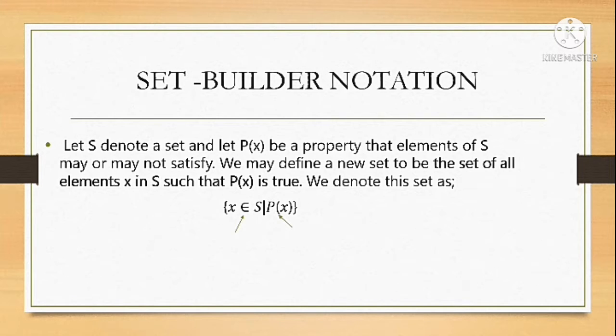Set-builder notation. Let S denote a set and let P of x be a property that elements of S may or may not satisfy. We may define a new set to be the set of all elements x in S such that P of x is true. We denote these sets as follows. These symbols mean the set of all and such that.